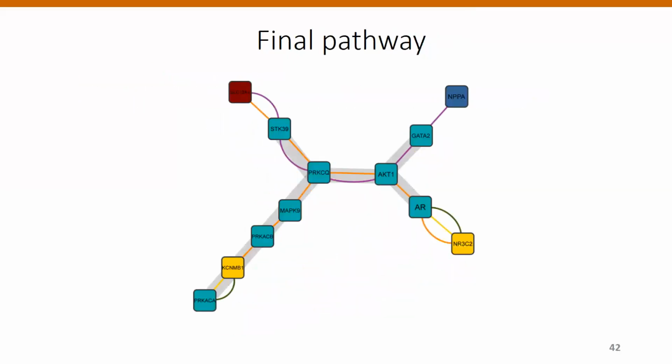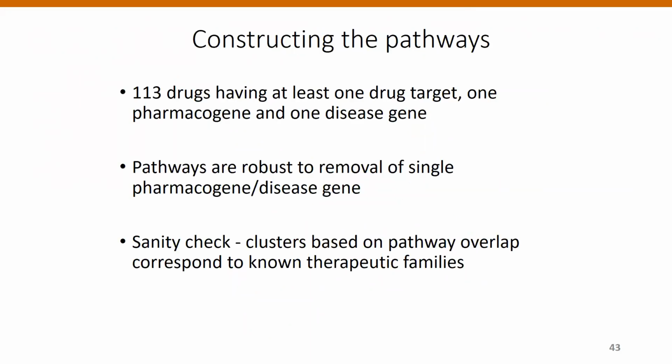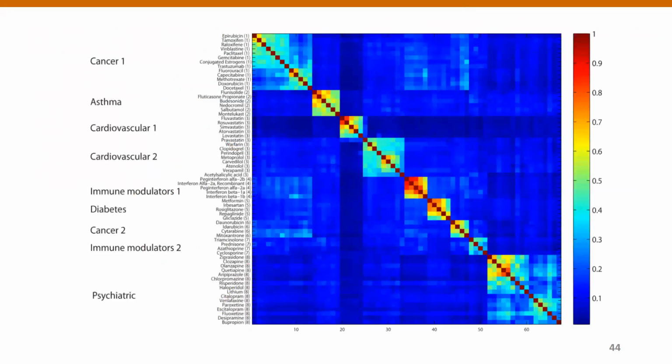So we constructed the pathway for 113 drugs, having at least one drug target, one pharmacogene, and one disease gene. They were robust to removal of single pharmacogenes or disease genes. As a sanity check, they clustered based on pathway overlap, which corresponds to known therapeutic families. This is a nice figure from the paper. So you can see pathway overlap. This is a matrix that shows similarity based on pathway overlap of genes. And you can see that they cluster based on the therapeutic classes like cancers and cardiovascular drugs and diabetes drugs, etc.